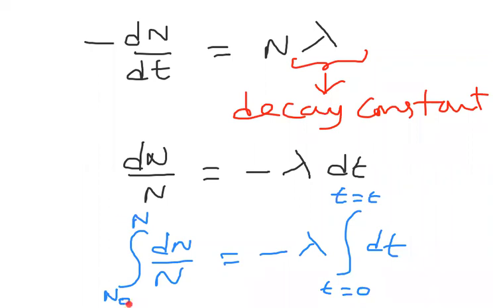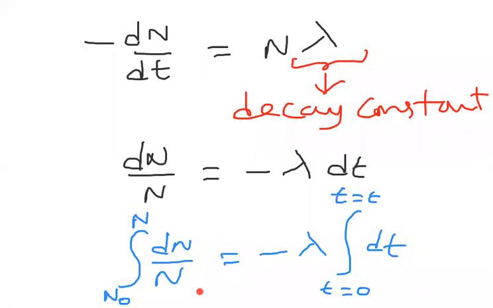They are decreasing. Initially more, at t equal to 0, the starting number of nuclei I am calling N0. At the present time, t equal to t, I am calling the number of nuclei capital N. So nuclei decreased from N0 to N. N0 is at time t equal to 0. N is at time t equal to t.